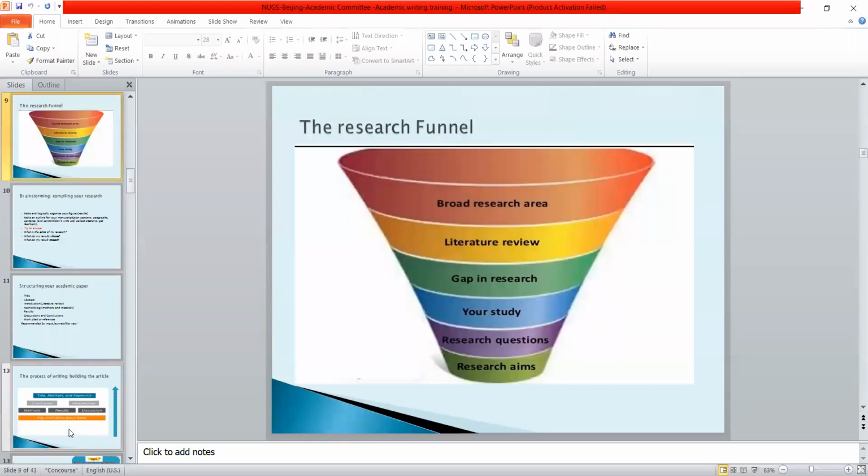Now, this is what we call the research funnel. In the research funnel, you see the broad idea, you review the literature, you find the gap in research, then your study. Immediately you read a broad idea, somebody's paper, you read the literature again, then you find a gap, then you narrow down to your study. You develop your research questions and then your research aim. So we mostly call this the research funnel. It's very, very important in academic publication.